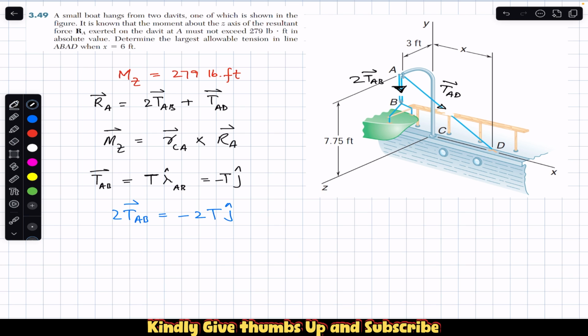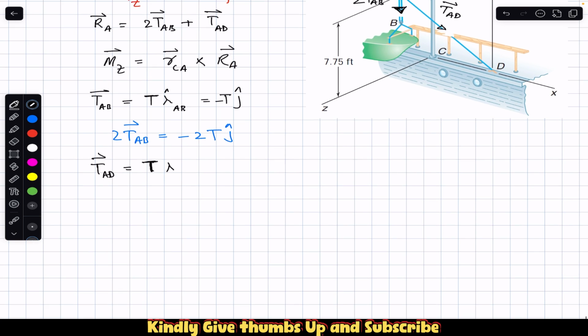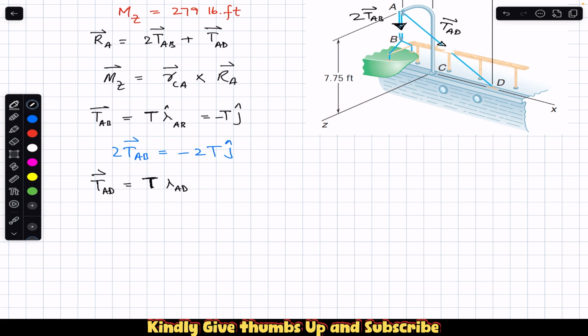Similarly, let's find TAD. The TAD vector will be equal to T magnitude, and the magnitude remains the same in the whole wire ABAD, times the unit vector from A to D. So this will be T, and the unit vector from A to D will be the position vector from A to D divided by the magnitude of that position vector. So this will be equal to T.